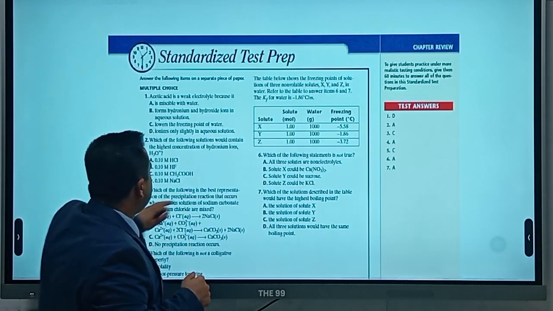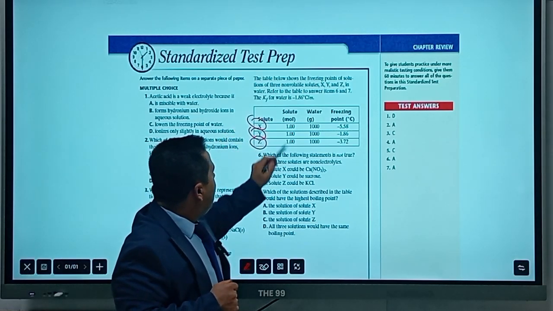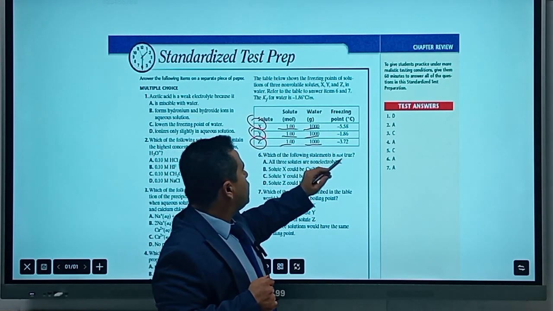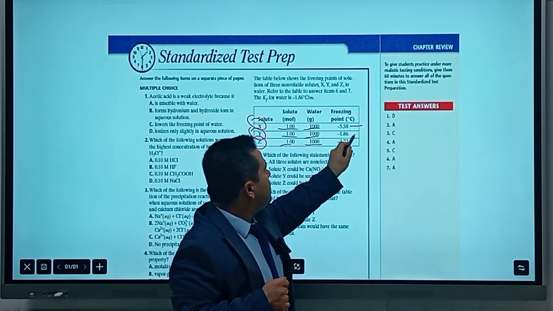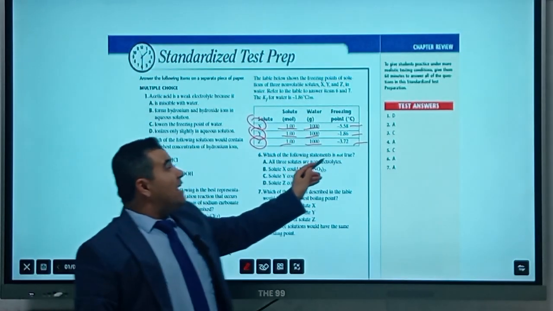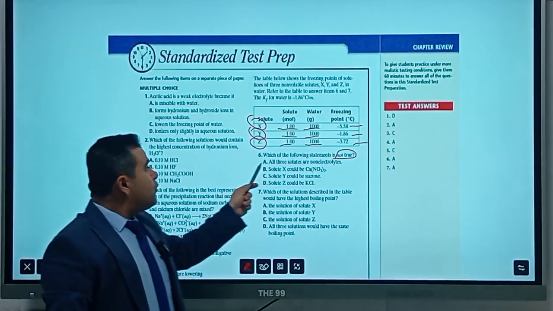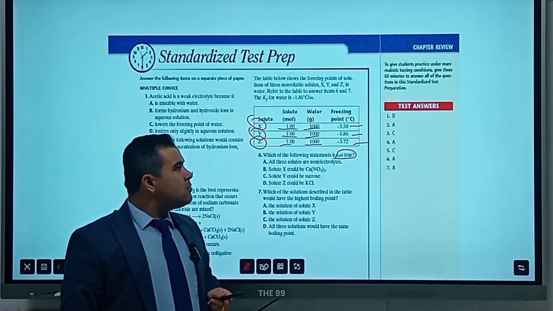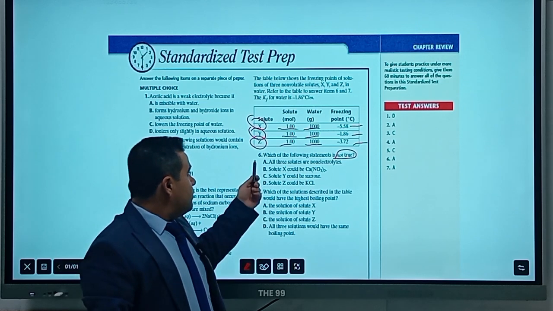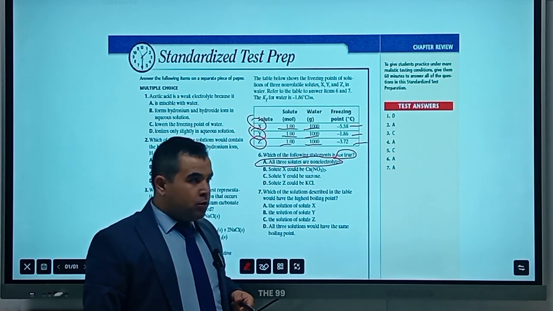Guys, for this table, the table is given for X, Y, Z, and the concentrations are equal. The kilogram of water is equal, but we represent what? Different freezing points of the solutions. Which of the following is not true? So the statement is said not true. All three solutes are non-electrolytes. It's not true. I mean, all three solutions. So A is the correct option.